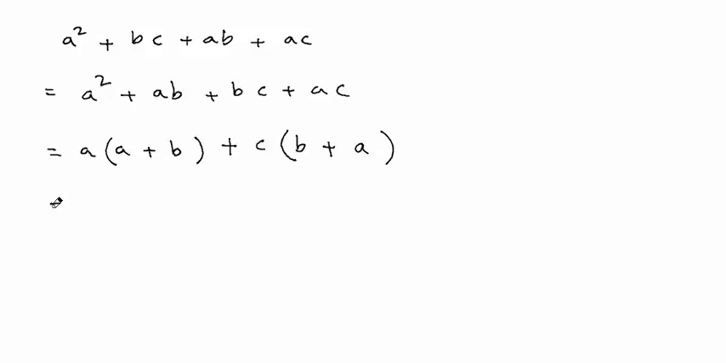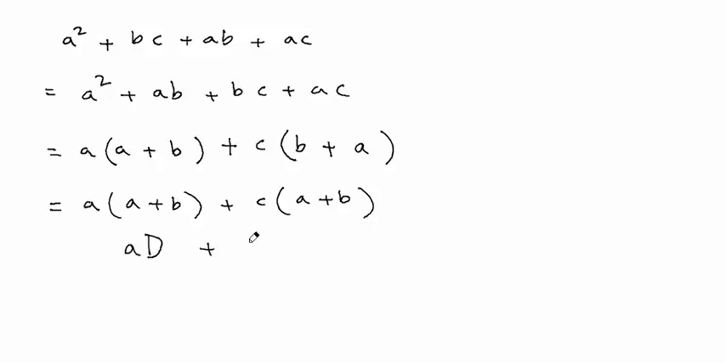So we can go ahead and rewrite this as a times a plus b plus c times a plus b, and maybe imagine this a plus b out here to be a new variable. Let's call it d or something. So we have a times d plus c times d again. d is the common factor, but what's d? d is nothing but a plus b. Therefore, we have a plus b times a plus c.